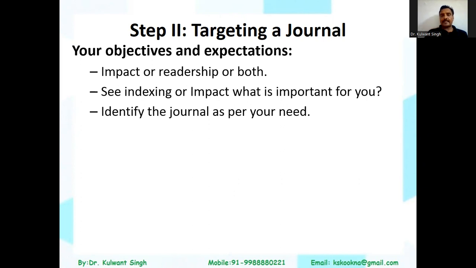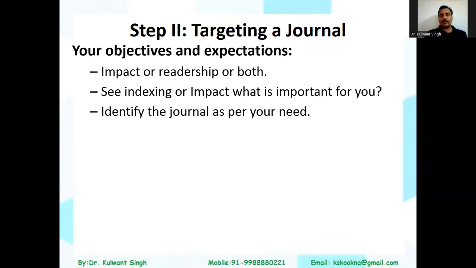Just see the indexing. It may be Scopus indexed, it may be SCI, it may be under UGC CARE, or the impact factor of that particular journal. So what is important for you? If you are looking only for an indexed journal, then UGC CARE is also a good journal. You may go for a Scopus journal, you may go for SCI. It totally depends upon you, or you can say your need. So identify the particular journal as per your need.